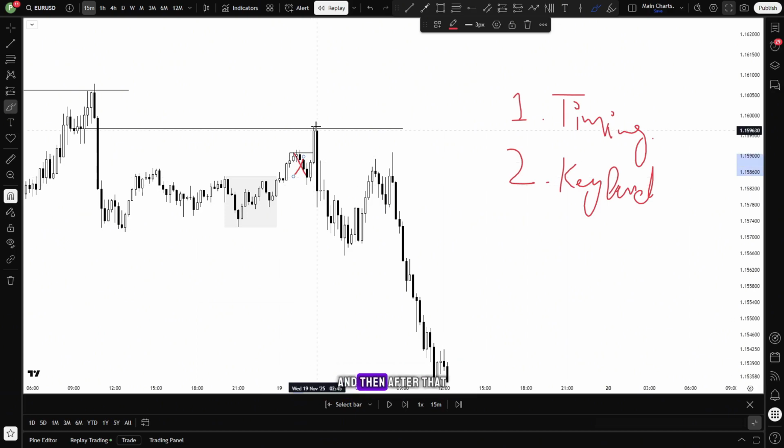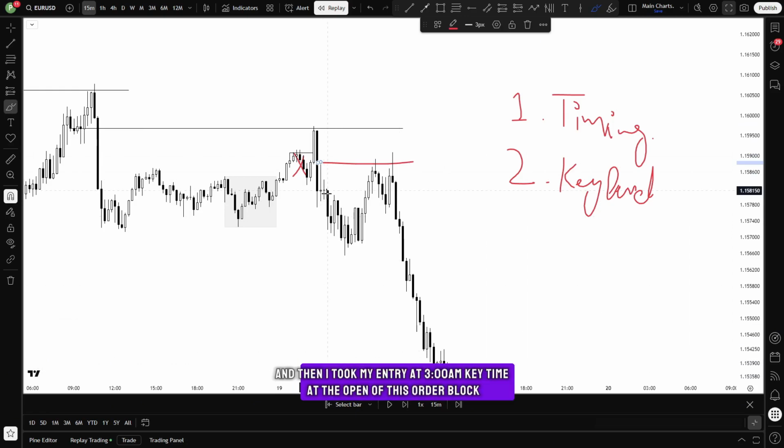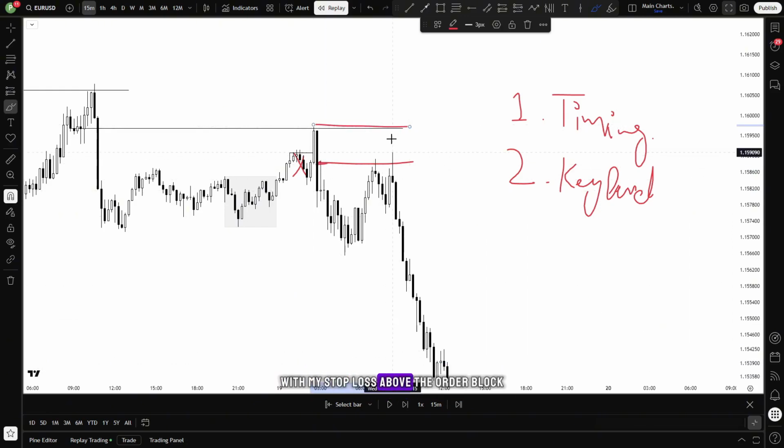Then after that, right here we had another liquidity purge above, and with this liquidity purge we finally reached the key level and tested the 4-hour rejection block, and then we had an expansion swing lower, and you can see that this happened at a key time. Then we confirmed our entry in the form of this order block being formed, and I took my entry at 3 a.m., a key time, at the open of this order block with my stop loss above the order block, and I targeted a 3-hour profit target, and that was a 3-hour trade.